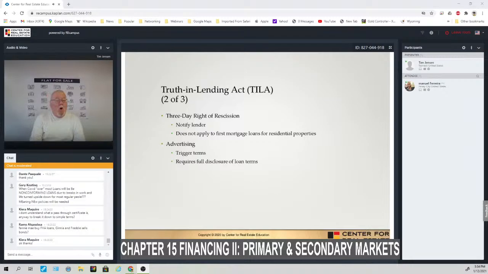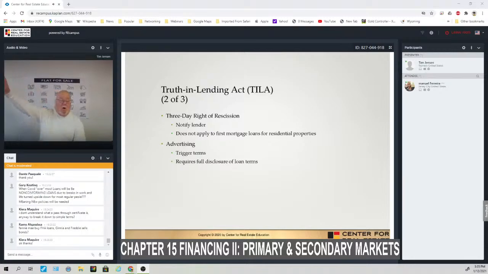So the thing is, all consumer loans have a 3-day right of rescission, except for purchase money mortgages to buy residential properties. In other words, you're buying your house and you close on the deal and you move in. And then 3 days later, you say, you know what? I don't like that financing package. You can't deny that loan. You already took it and bought the house. You're not going to get out of that loan.